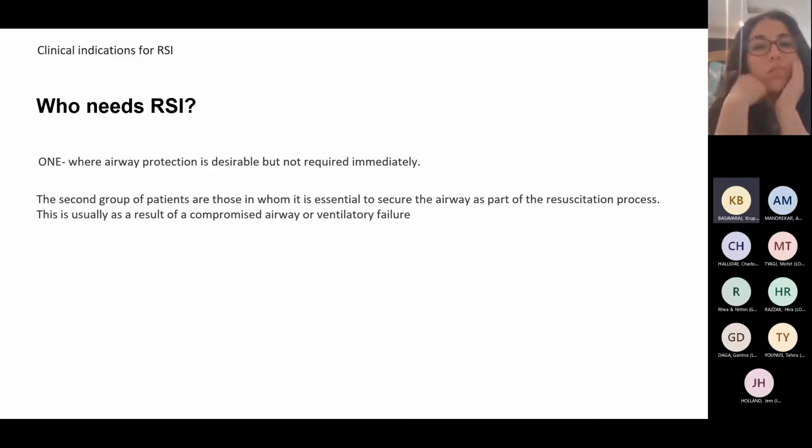On the other spectrum of this is a comatose patient who is perfectly maintaining their airway, but they are quite drowsy. So where do you stand at this point in time? You will have to intubate them, but it is not required immediately. This is one category, but the others are immediate and you have to get going with it.